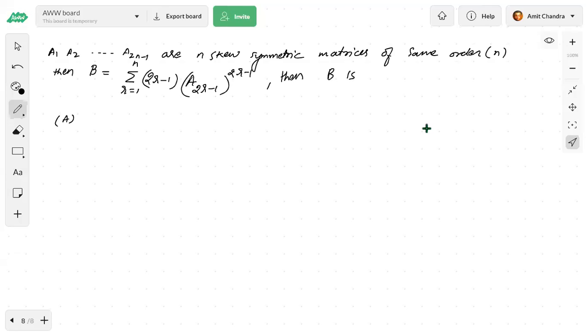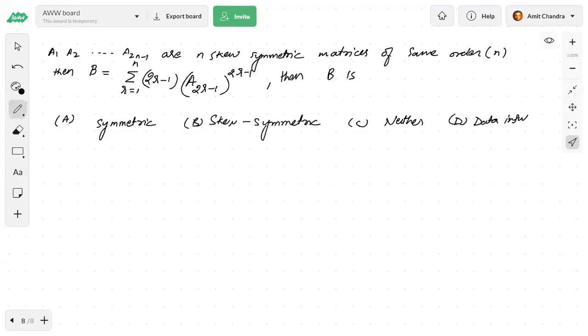The options are: A, B is symmetric; B, B is skew symmetric; C, neither symmetric nor skew symmetric; and D, data is insufficient. Find it out.